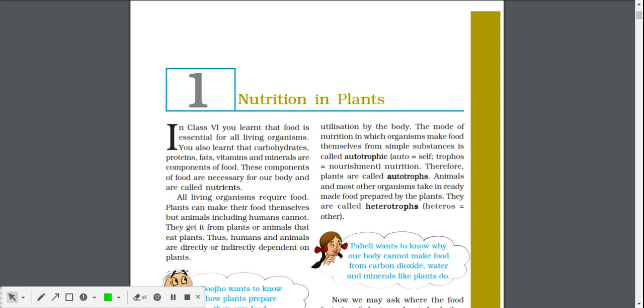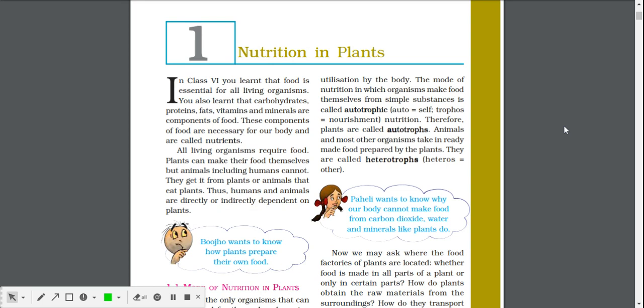So today we are going to learn some lessons of class 7th from our NCERT book. In this video I am going to teach you about nutrition in plants. I am going to read each and every line, discuss all the points and explain it in brief, right? So let's start chapter number 1, nutrition in plants.